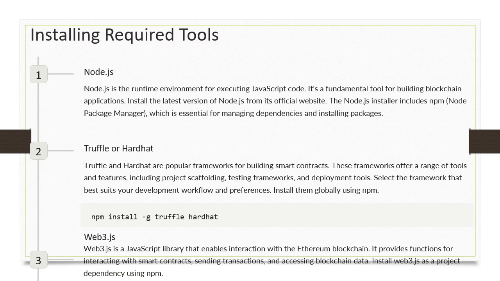First, install Node.js from the official website, as it is crucial for executing the JavaScript code. It comes with the Node package manager for managing dependencies and installing packages. Next, install Truffle or Hardhat globally using npm. And finally, install the necessary libraries like web3.js and others.